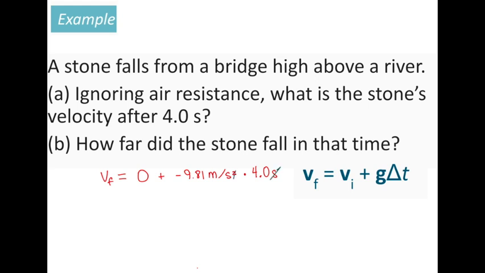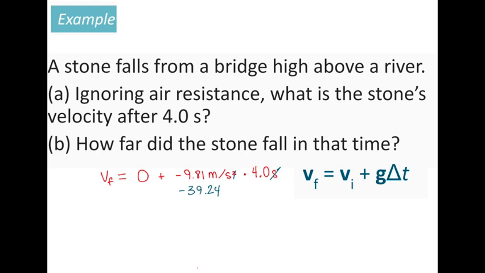What is meters per second? Velocity, which is what they asked me about, correct? They asked me, what is the stone's velocity? So I'm just going to multiply. When I multiply, what do I get? I get negative 39.24. All right, let's look at our original problem.